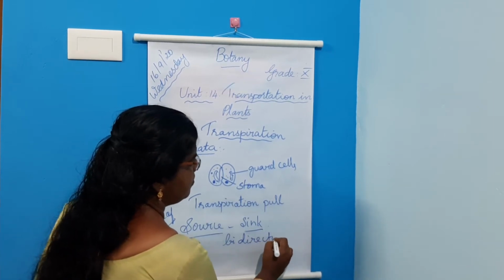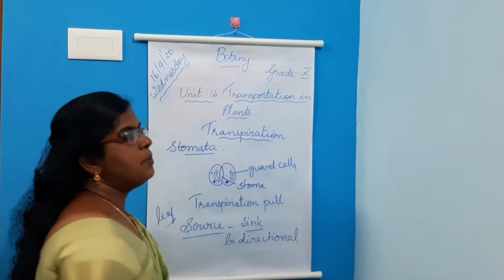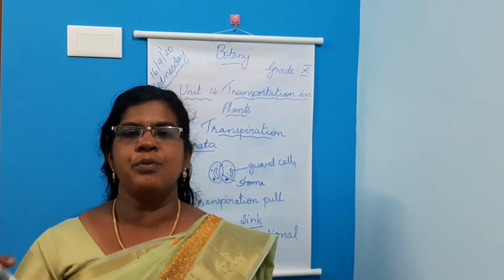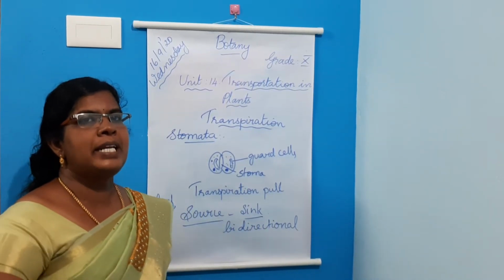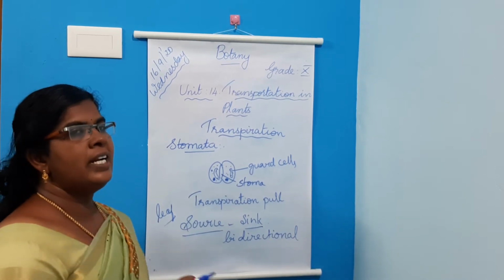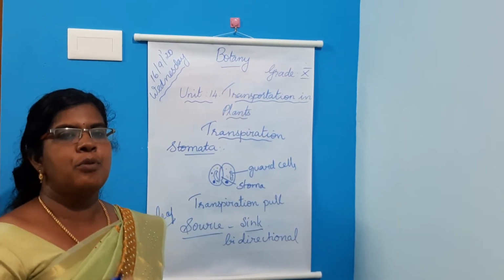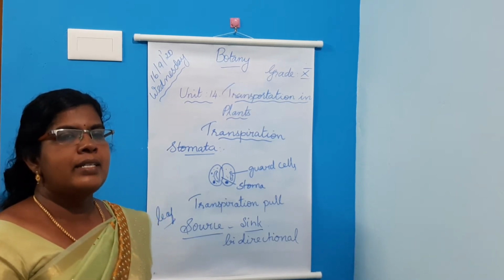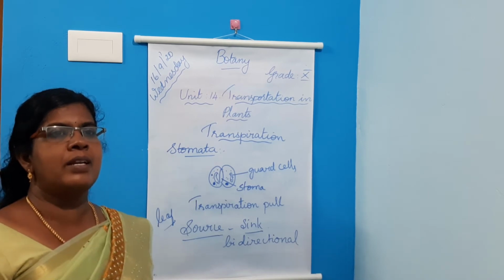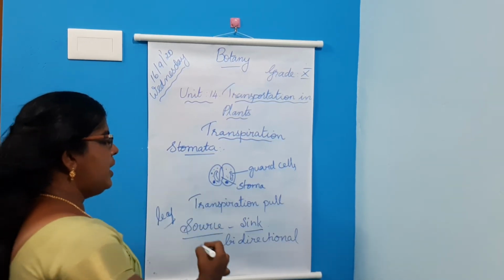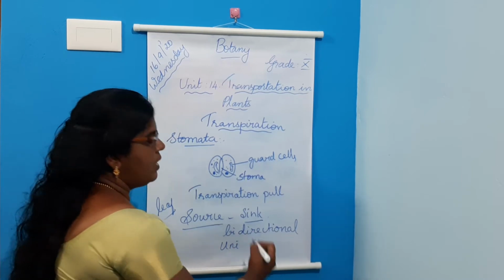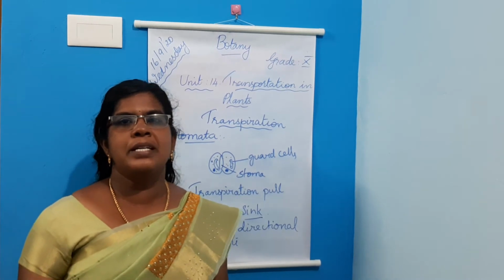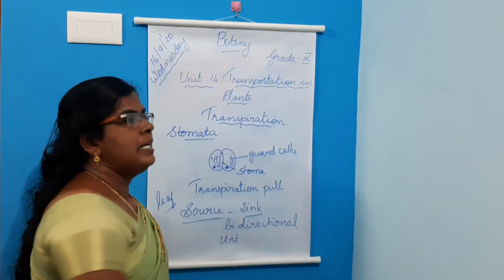Bidirectional. The transport of food through phloem is bidirectional, but the transport of water from root to the aerial parts of the plant is unidirectional, that is, upward movement. The root absorbs water and mineral salts from the soil. It has to transport them to the aerial parts in an upward direction. That is unidirectional. So movement of water through xylem is unidirectional. Movement of food materials through phloem is bidirectional.